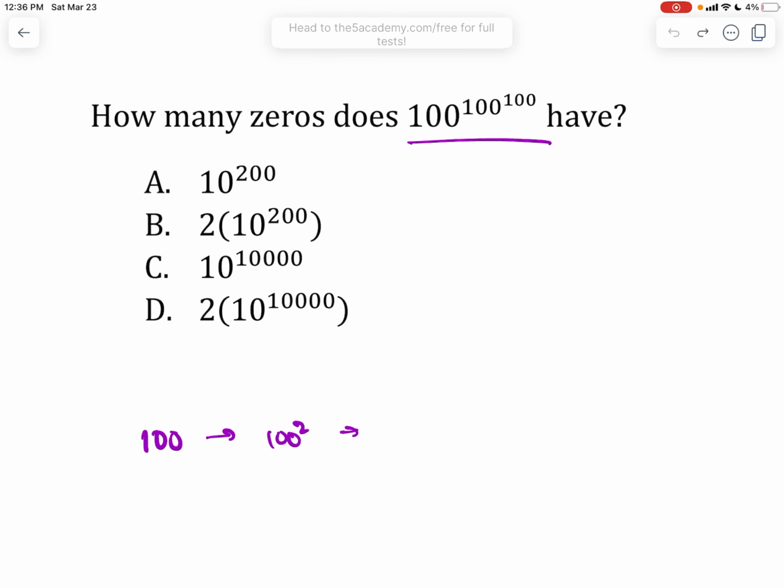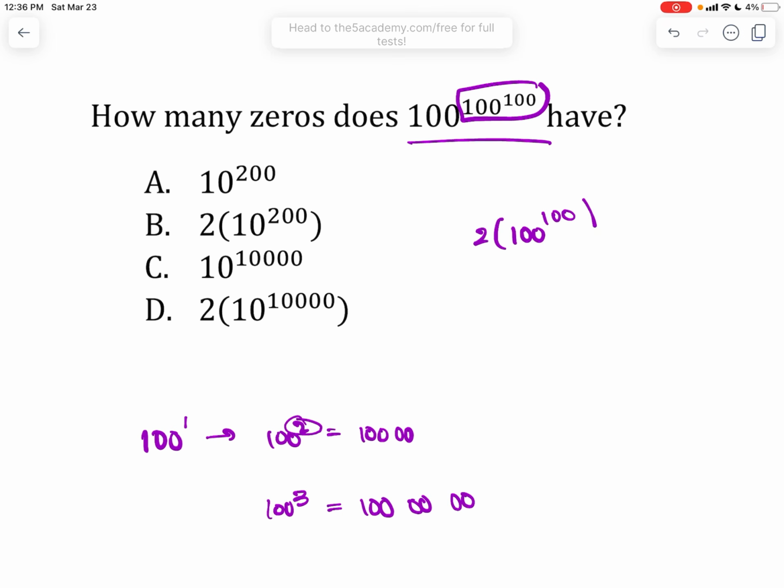Well, it becomes 1, 0, 0, 0, 0. If I take 100 to the third, how many zeros does that have? 1, 0, 0, 0, 0, 0, 0. Okay? And I'm just going to check on my calculator. Yep, it aligns. So what I see is the number of zeros is just equal to the exponent times 2. Okay? So in this case, my exponent is here. If I just take that, multiply it by 2, I have my answer.